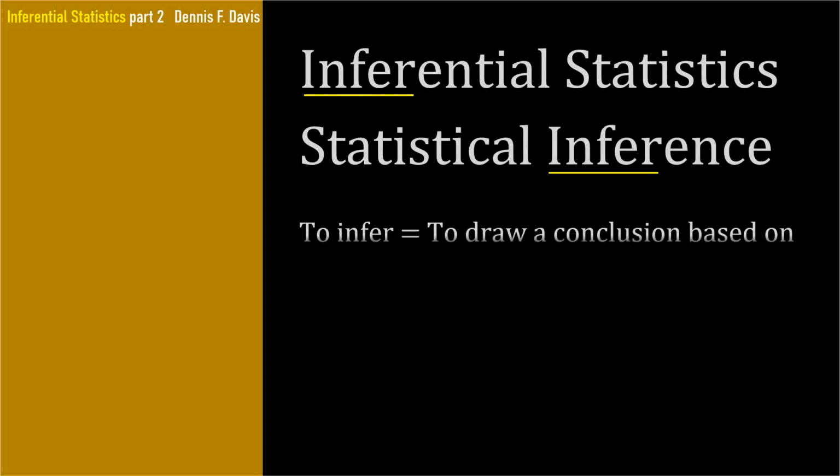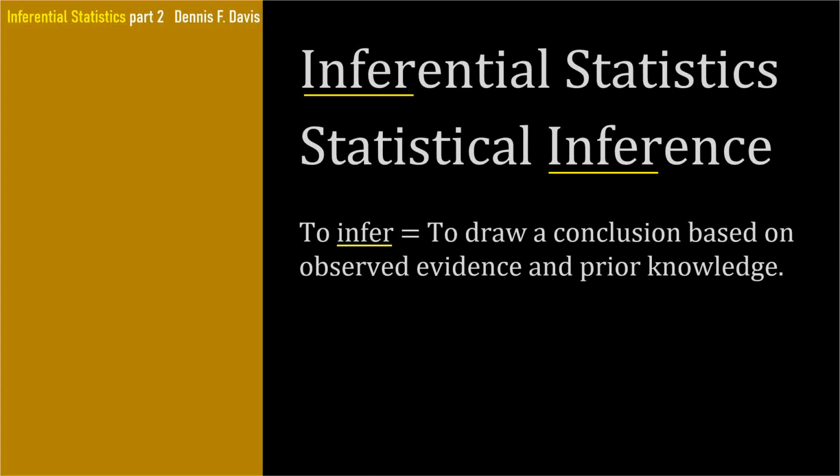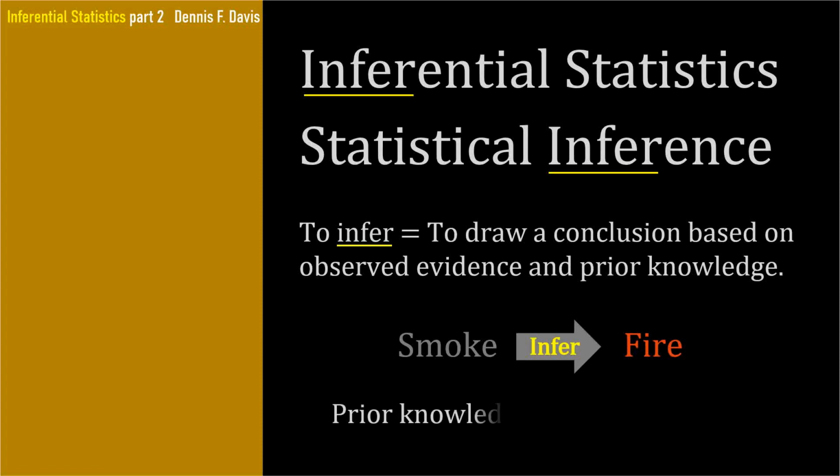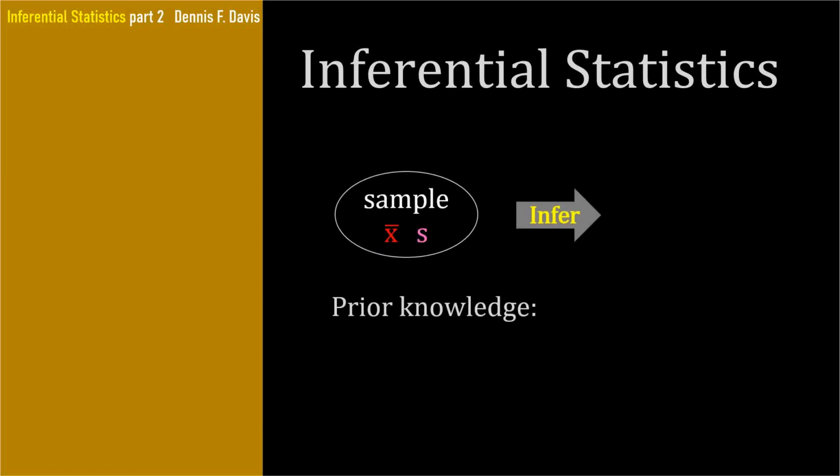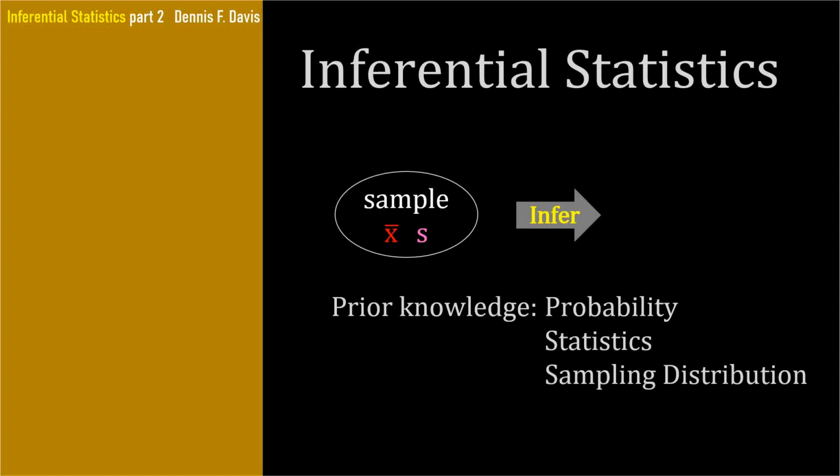To infer something means to draw a conclusion based on observed evidence and prior knowledge. For example, if you see smoke, you may infer there's a fire. The smoke is the observed evidence, and knowing that fire makes smoke is your prior knowledge. In inferential statistics, the sample is the observed evidence, and knowing something about probability and statistics in general, and the sampling distribution in particular, is our prior knowledge. We'll make inferences about the population based on a sample and our knowledge.